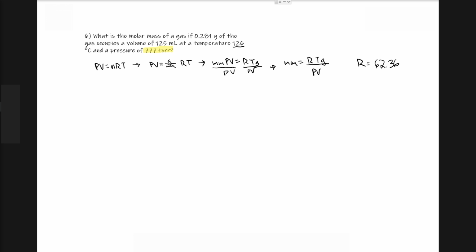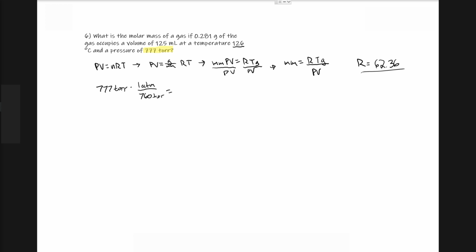Now, most chemistry professors are not going to make you memorize this version of the ideal gas constant. So I would just make sure that I was comfortable converting torr into atmospheres. I think that that's the easiest way to approach this problem. So 777 torr times, there is 1 atmosphere in 760 torr.